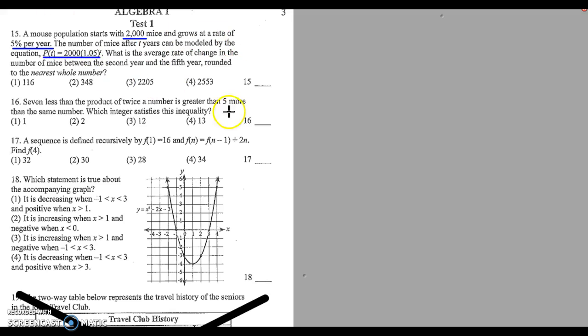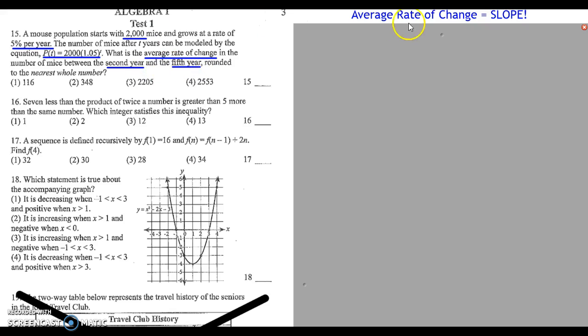It asks for the average rate of change, and you should know average rate of change by now. That's a vocabulary term that we've used a bunch of times. Average rate of change just means slope. So whenever it says average rate of change, you're thinking slope. We're looking for the difference between the second year and the 5th year. So we need to find the amount of mice in the second year, the amount of mice in the 5th year, and then find the slope between those 2 points.